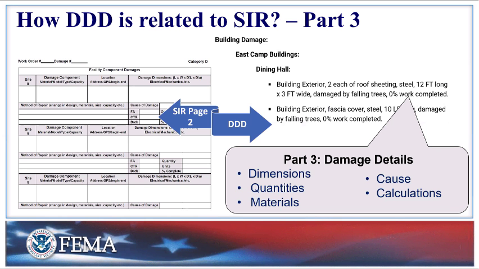Part 3 of our site inspection report looks at the damage details, or damage components. This will be the same on page 3 of the site inspection report for all categories of permanent work, which are categories C through G. And as you can see, it talks about dimensions, quantities, materials, cause, and calculations. And so we want to ensure what information the site inspector is gathering.